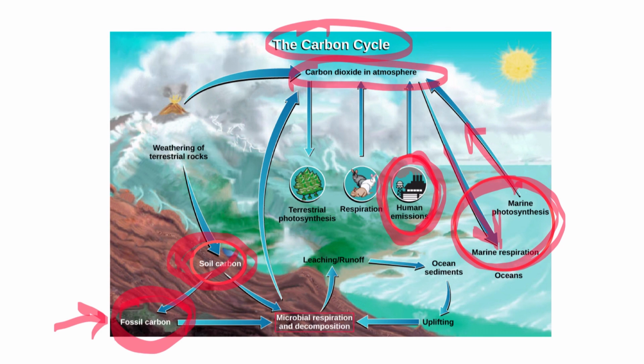So you've got evaporation and diffusion into the atmosphere, and then also terrestrial photosynthesis returns it, respiration by organisms returns it, and a lot of it is put back into the atmosphere through the process of burning fossil fuels.